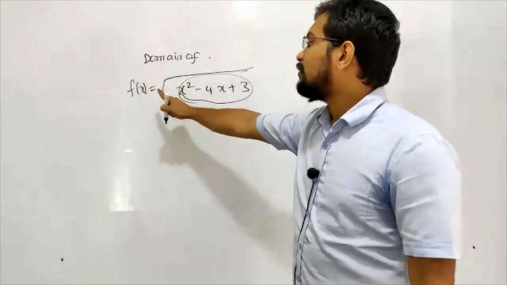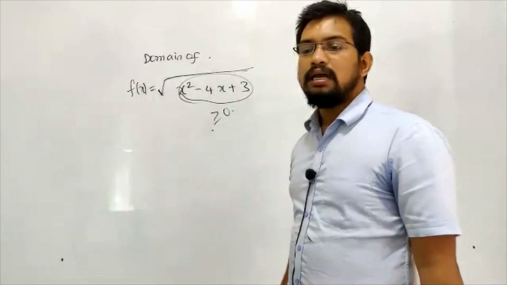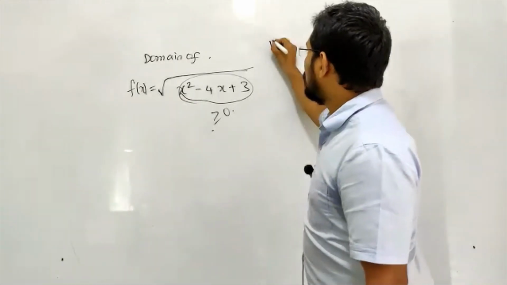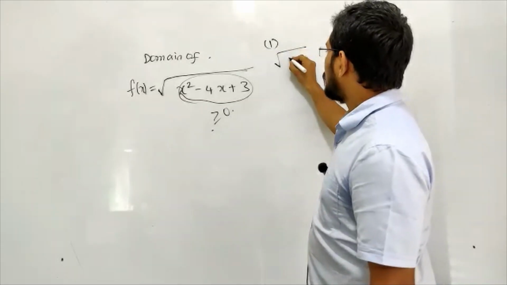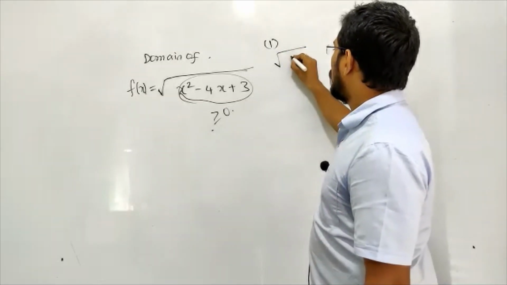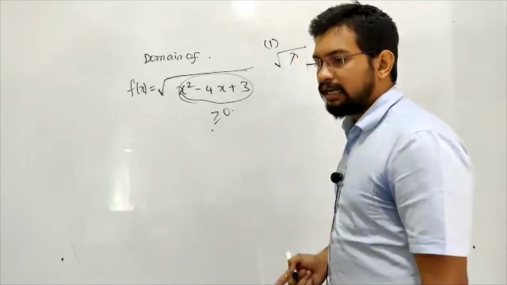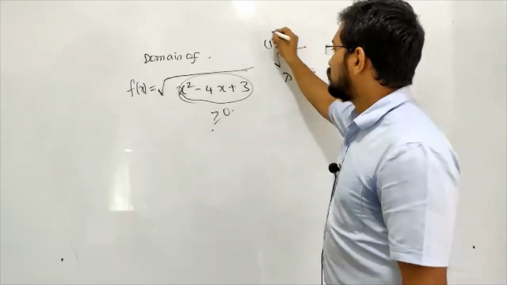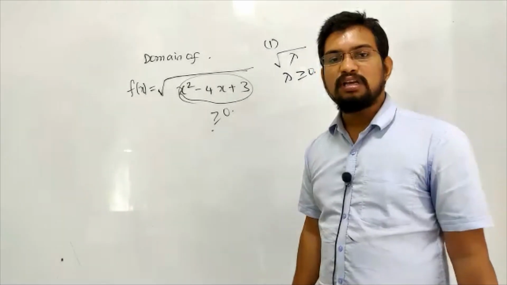So this is something like f of x is equal to under the root of x square minus 4x plus 3. I want to know about the domain. Whenever there is a root, rule number 1: if I write root of something like lambda, this lambda must always be greater than or equal to 0. This is rule number 1.